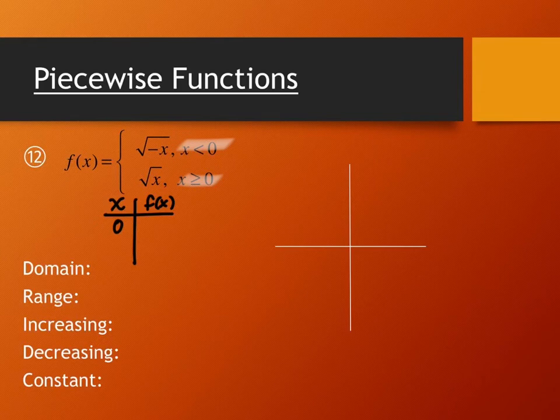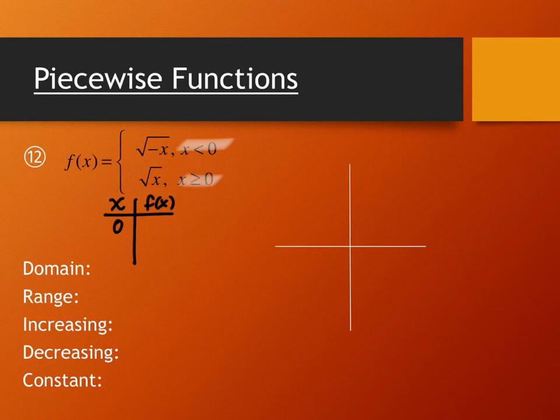If x is 0, which of the two equations should I be plugging it into, the top one or the bottom one? And don't tell me it doesn't matter, because technically it does matter, it just happens to be the same answer from both of them right now. The answer should be the bottom one. How do I know that? Because this is where it says equals 0, right? Do you guys see that? So this equation applies to the x values that are greater than or equal to 0.